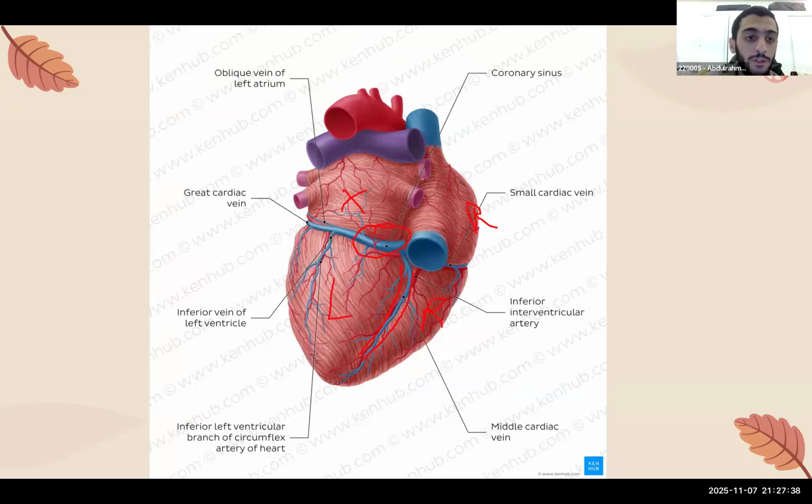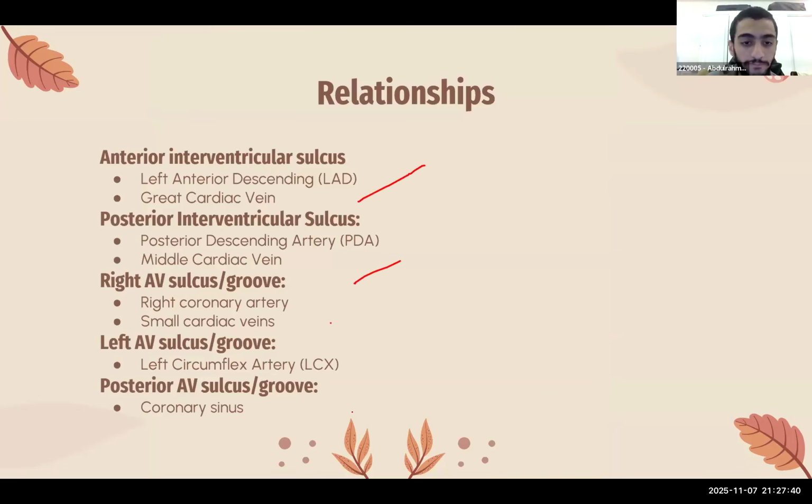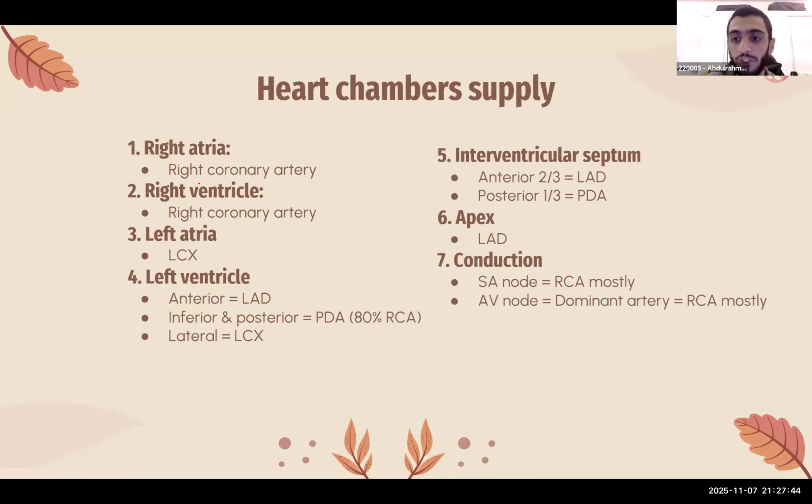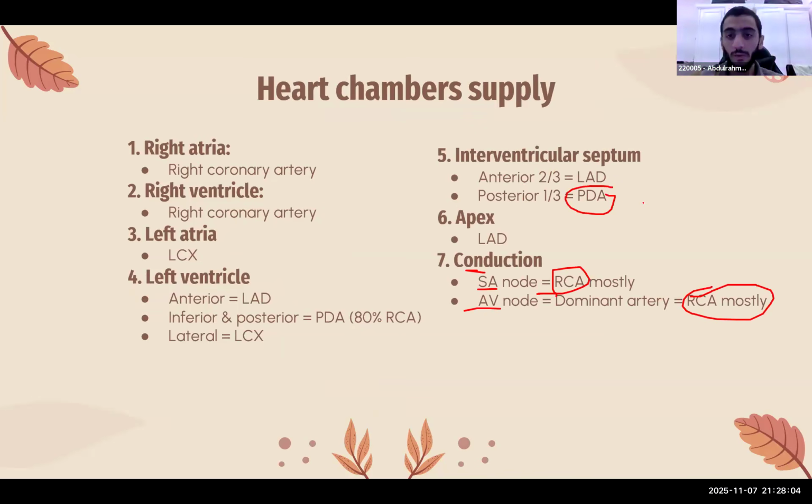Now the relationships. And this is another picture showing you the heart supplies. I mentioned them in different ways so that you can find the way you're more comfortable with learning. So whether you want to learn what the artery is and what it supplies, or what the chamber is and what it receives supply from. And again, the SA node and the AV node are supplied by the right coronary artery mostly. And the PDA is also mostly by the right coronary artery.